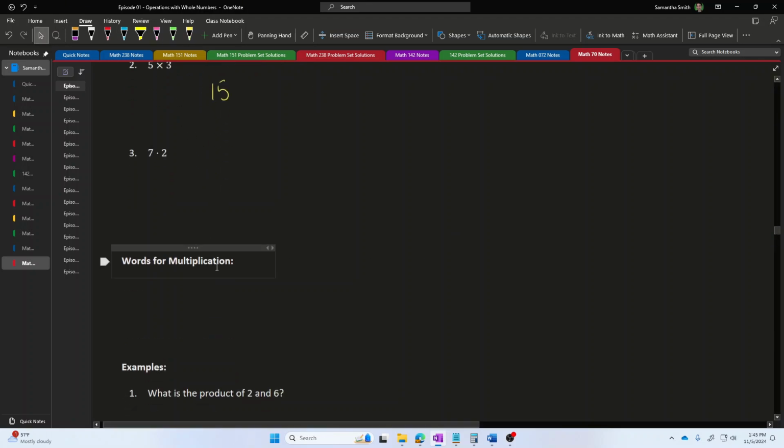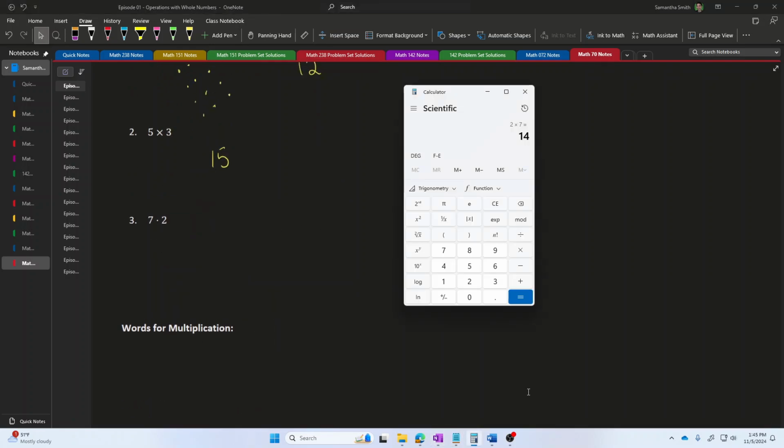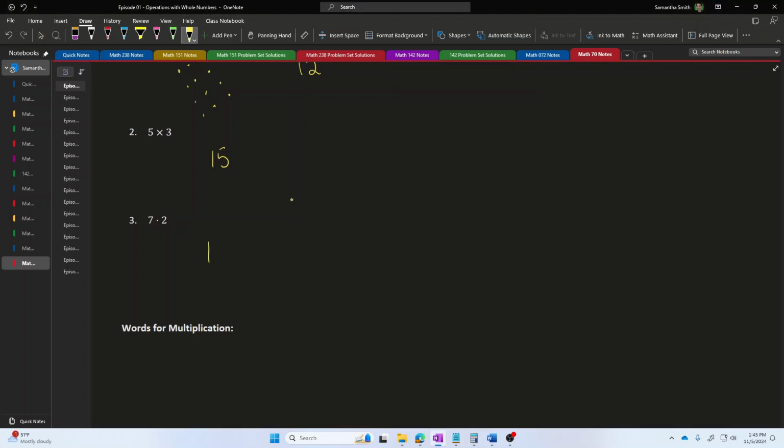Or I could put the dot between the two numbers. And someone could say, what is 7 times 2? And so I could go to my calculator and say 7 times 2 equals sign. And the result of that would be 14 units.